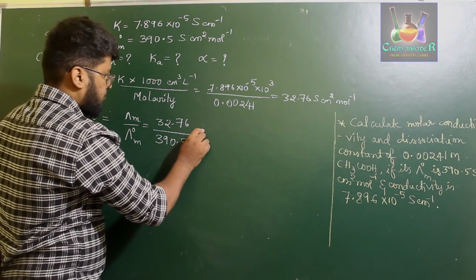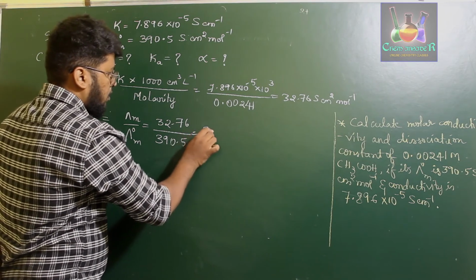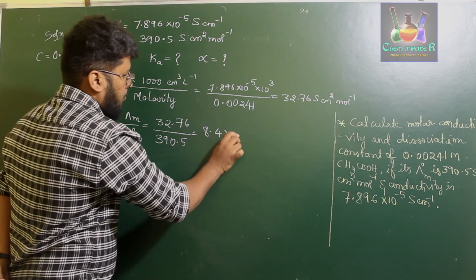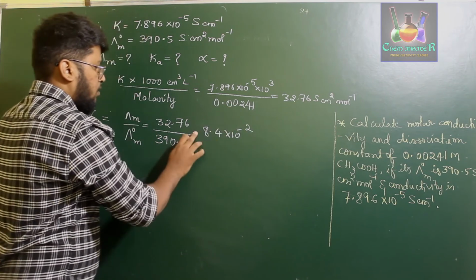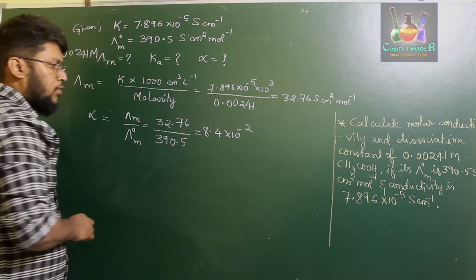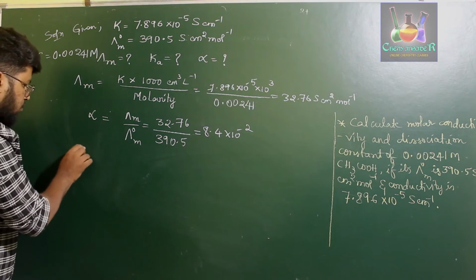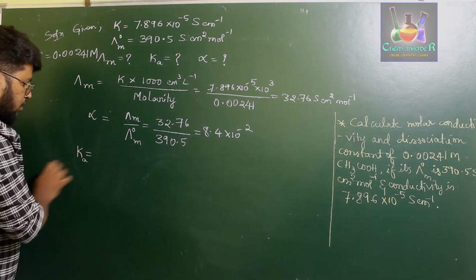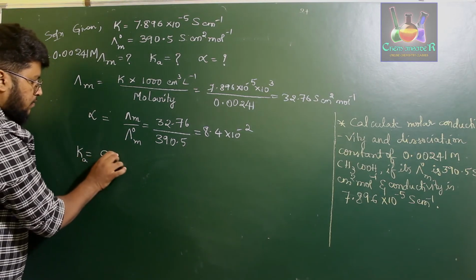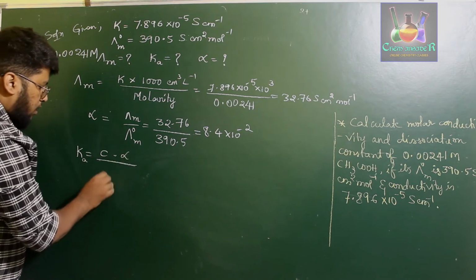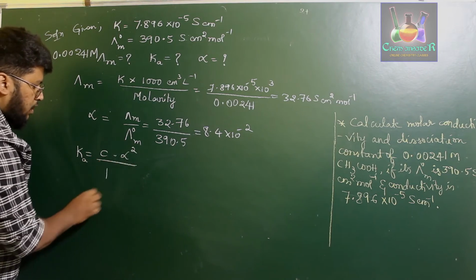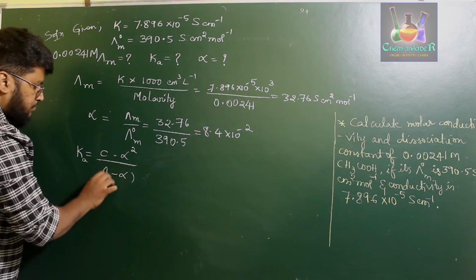8.4 into 10 to the power minus 2. So you get the value 8.4 into 10 to the power minus 2. So that is the value of alpha, the degree of dissociation. So substitute the value of alpha in the equation of dissociation constant, which gives C into alpha square divided by 1 minus alpha.